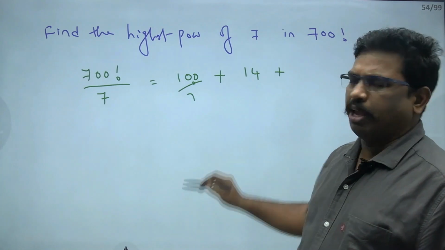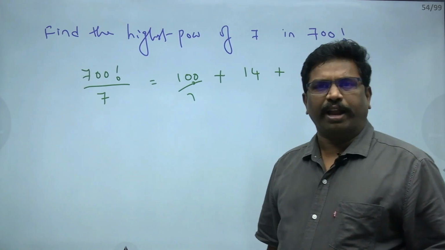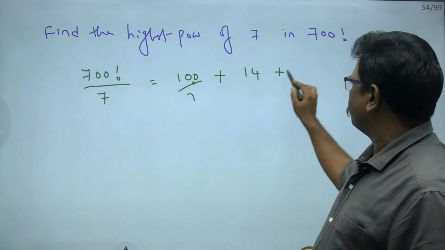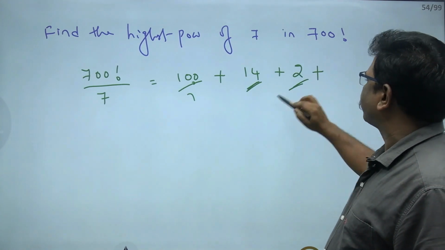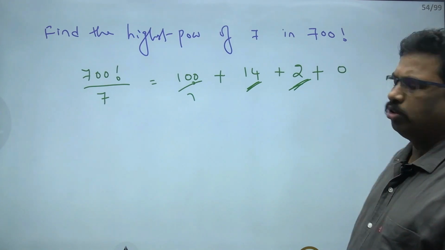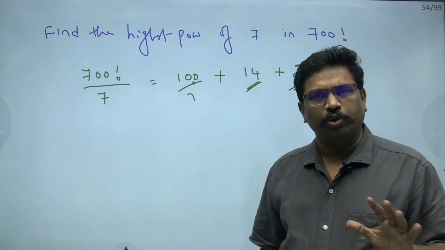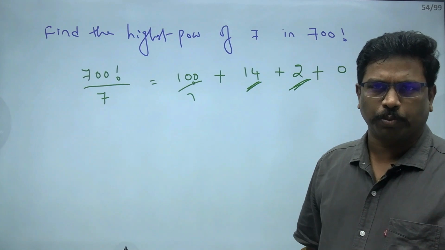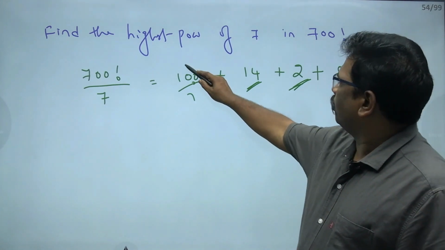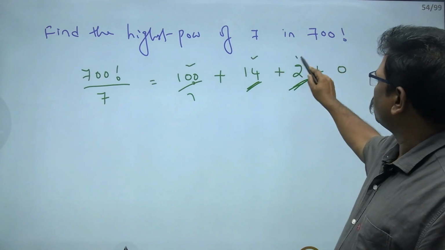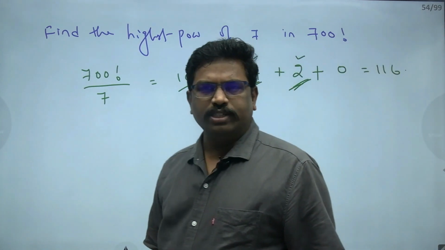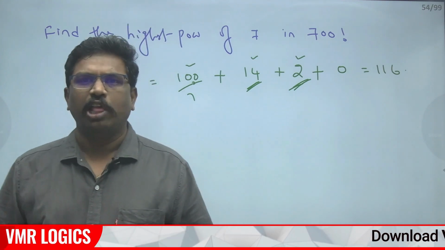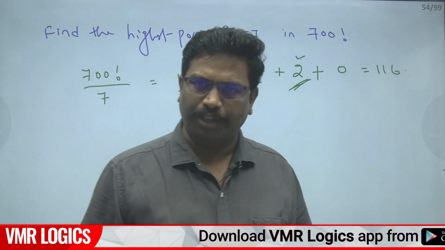Again, 7 table, 14. 7 twos are 14, so 2 times. Again, divide by 7, you get 0. You do the process until you get 0. Once you get 0, stop the process. Now add them: 100, 14, 2, add to 116. So the highest power of 7 in 700 factorial is 116. Clear?